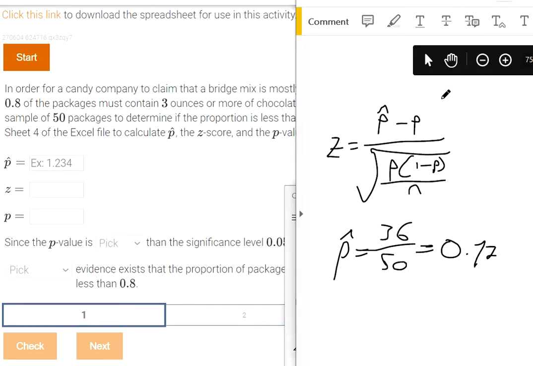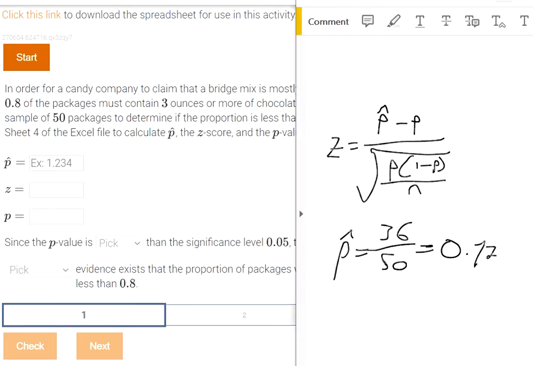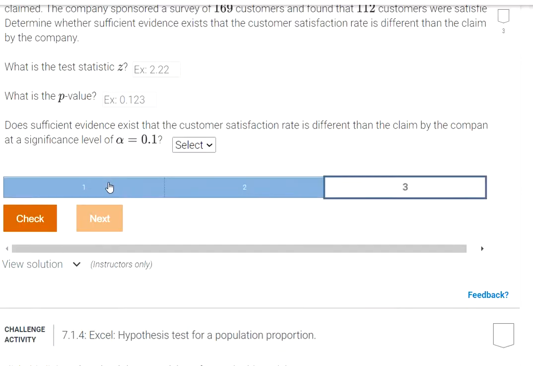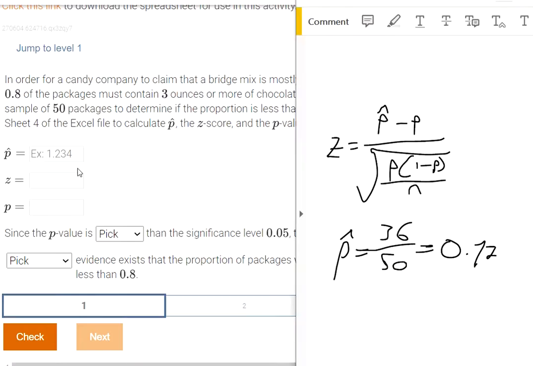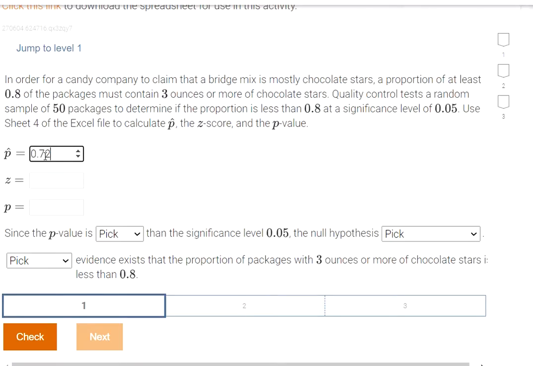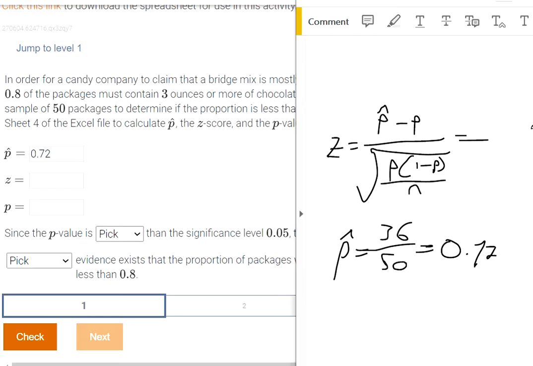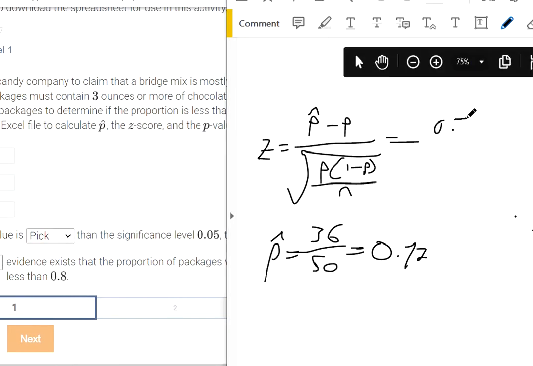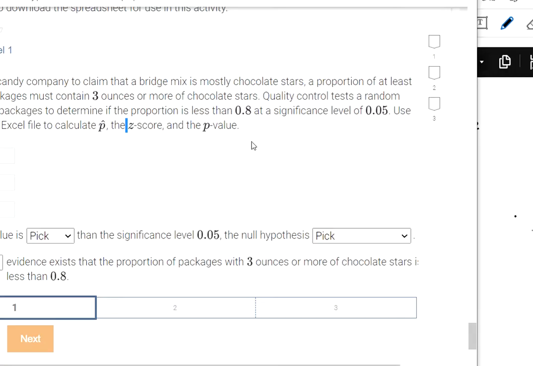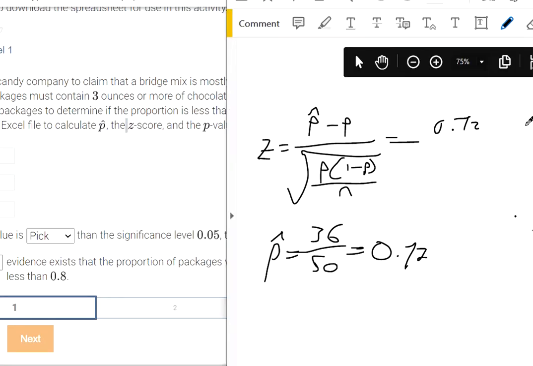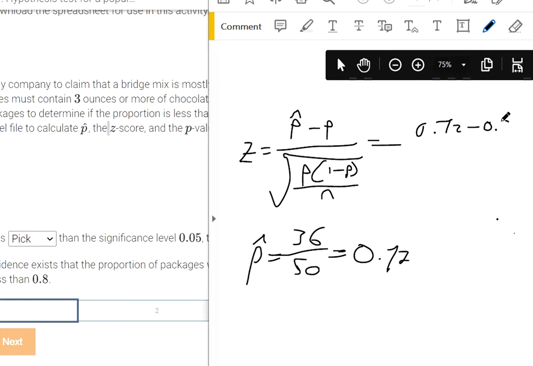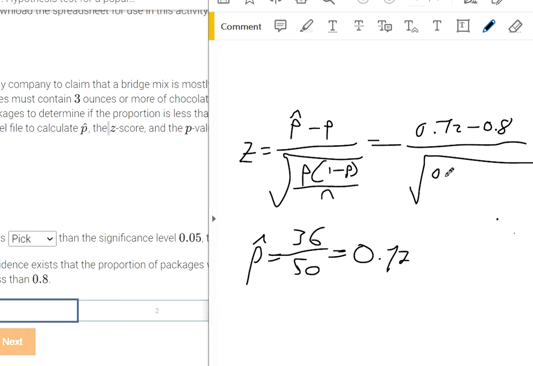Here's the formula I'm going to be using to calculate. Well, actually, let's type that in first. 0.72 goes here. Z is going to be 0.72, and then the previous is thought to be 0.8. Then divide by the square root of this value, your p down here, 0.8 times 1 minus 0.8. The value assumed to be true under the null hypothesis. And then the sample size, we had 50 numbers in our data set.